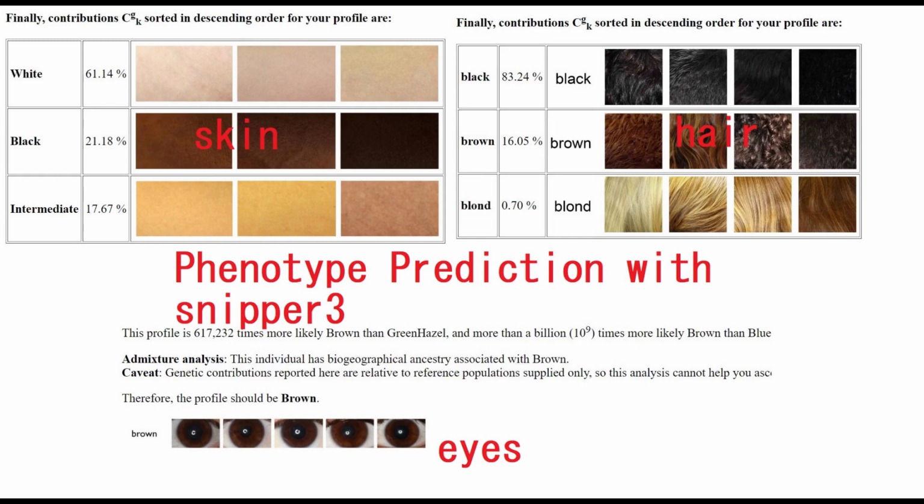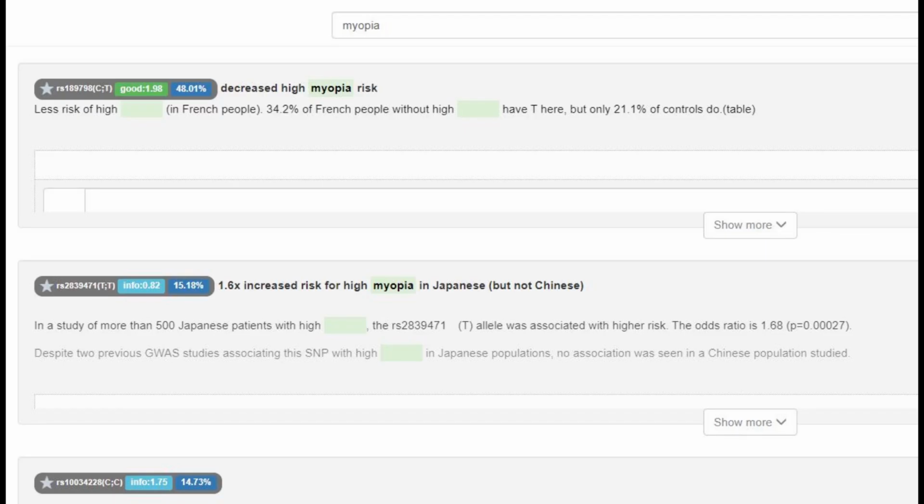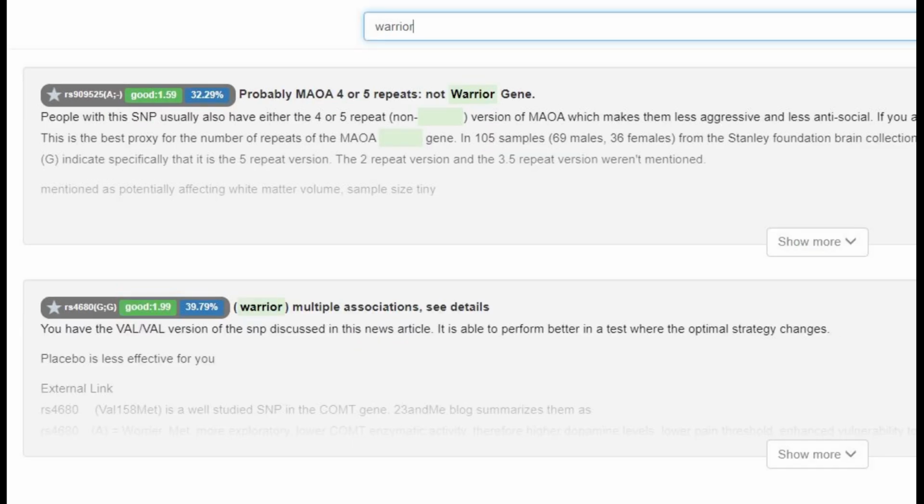With SNPer Free, she is predicted to be very swarthy as well. This sample had the European mutation that protects against myopia. According to her genotype in COMT, she was also a warrior, which means she was a fast metabolizer of dopamine. This is a typical genotype for everyone who is not European. Europeans tend to be slow metabolizers of dopamine.